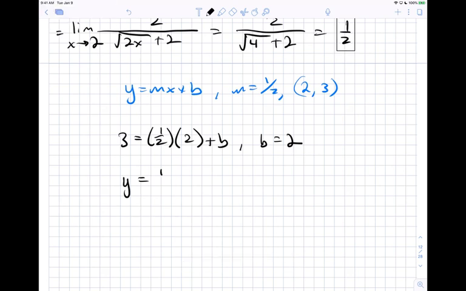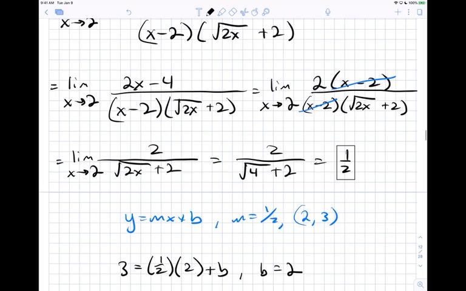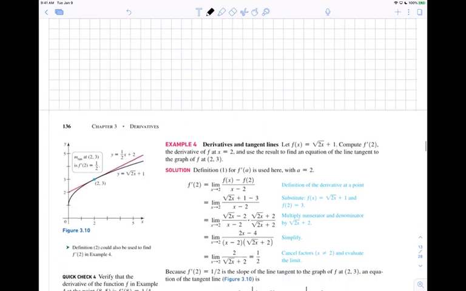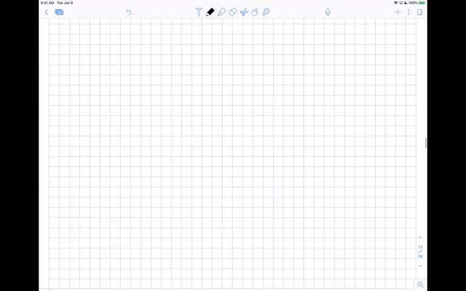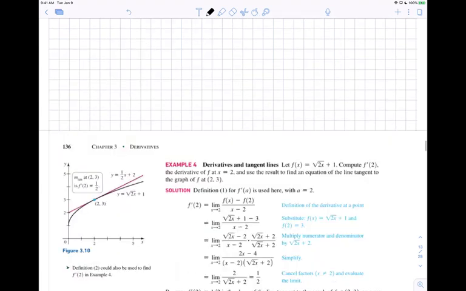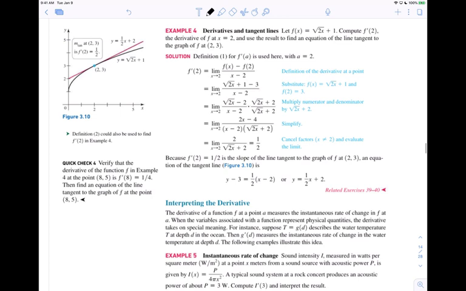Okay. So then we're going to have y equals 1/2 x plus 2. Now you can graph this like I did the other one just to make sure that it looks proper. This line should graze our curve. I just want to glance at the answer because I am kind of short on time. So we got the half, and we got 1/2 x plus 2.